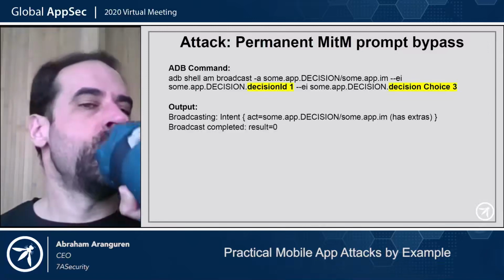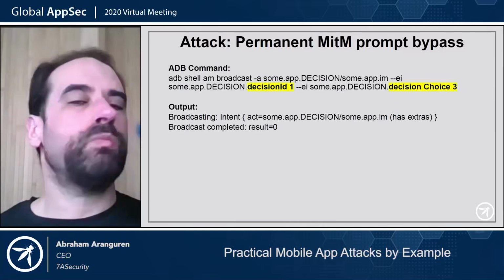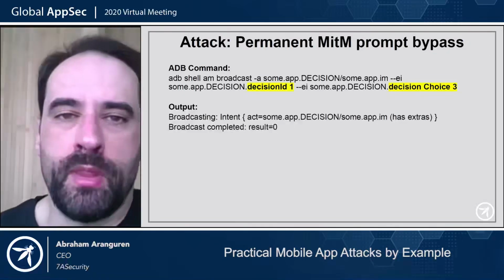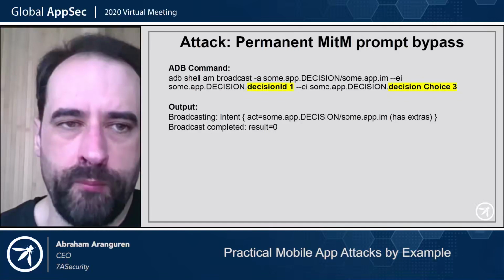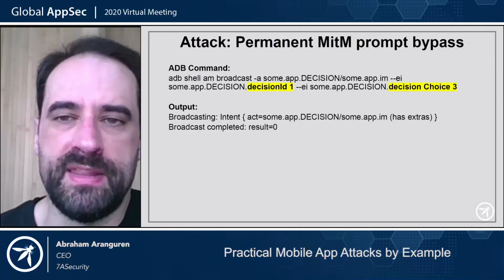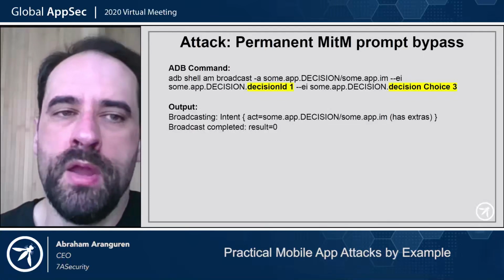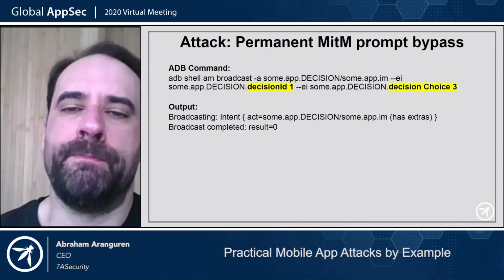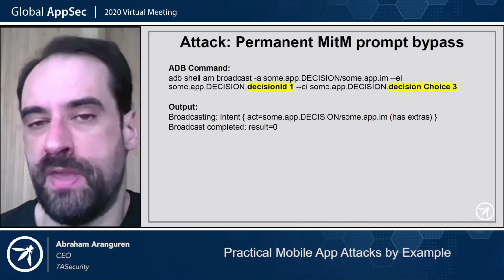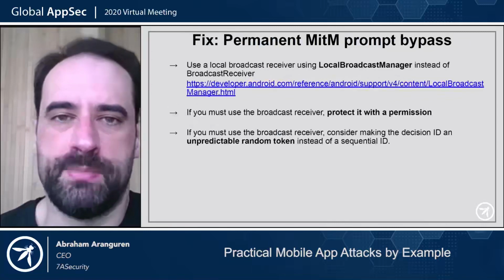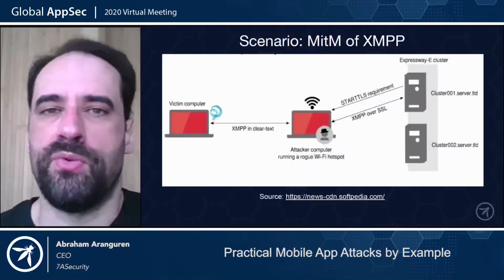Using this, right? We can send this broadcast receiver an intent that is sending basically the decision and the choice of trusting these SSL certificates forever. And then if we can do that at the right time when the user is being prompted, we can bypass that and get our certificate accepted forever, right? So this is how they would fix this.